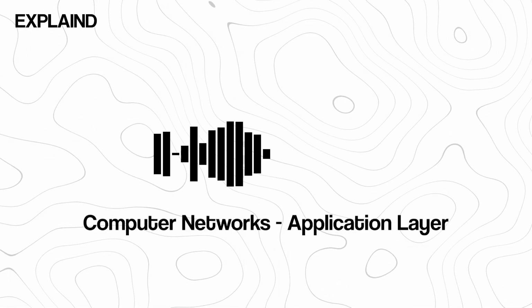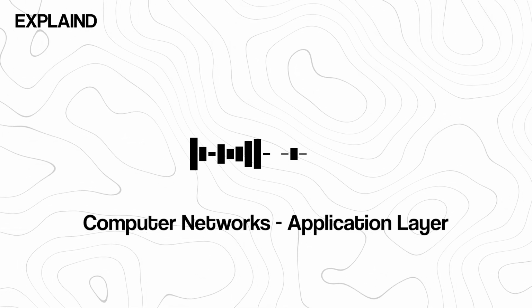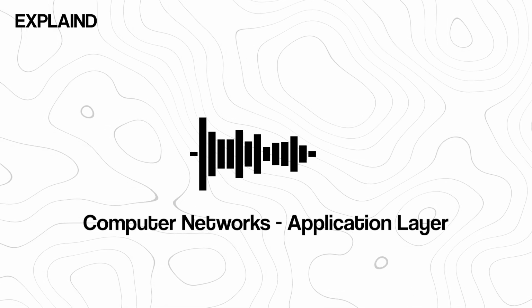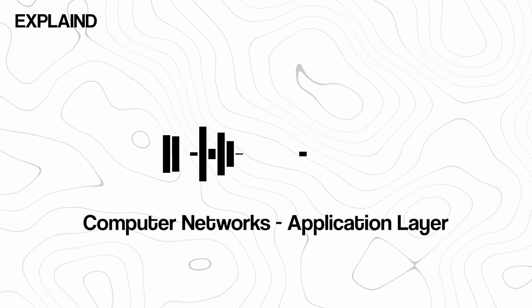What are the fundamental goals of network security? At its core, network security is about ensuring confidentiality, integrity, and availability, often referred to as the CIA triad. The CIA triad, that sounds intriguing.